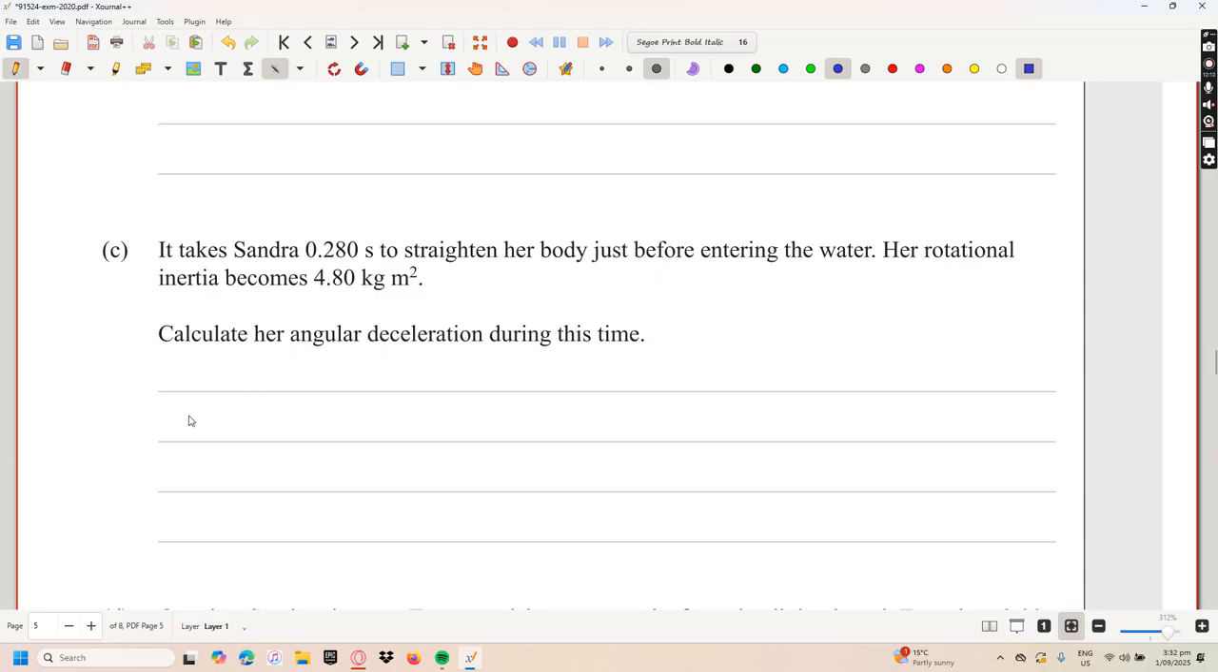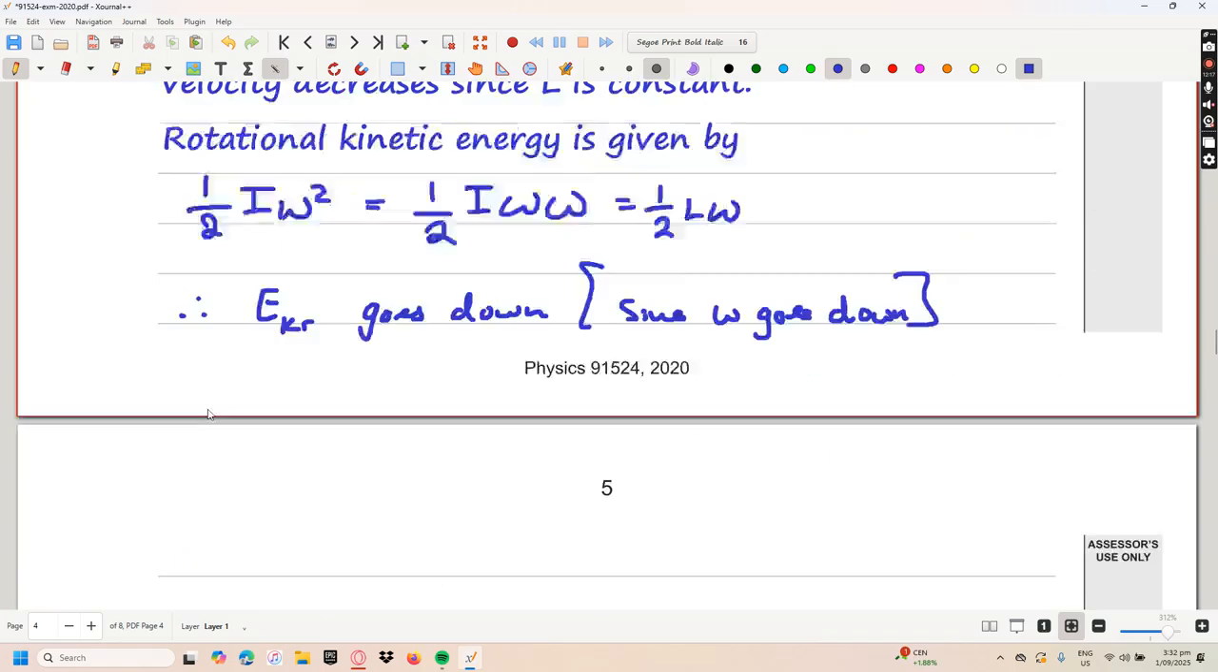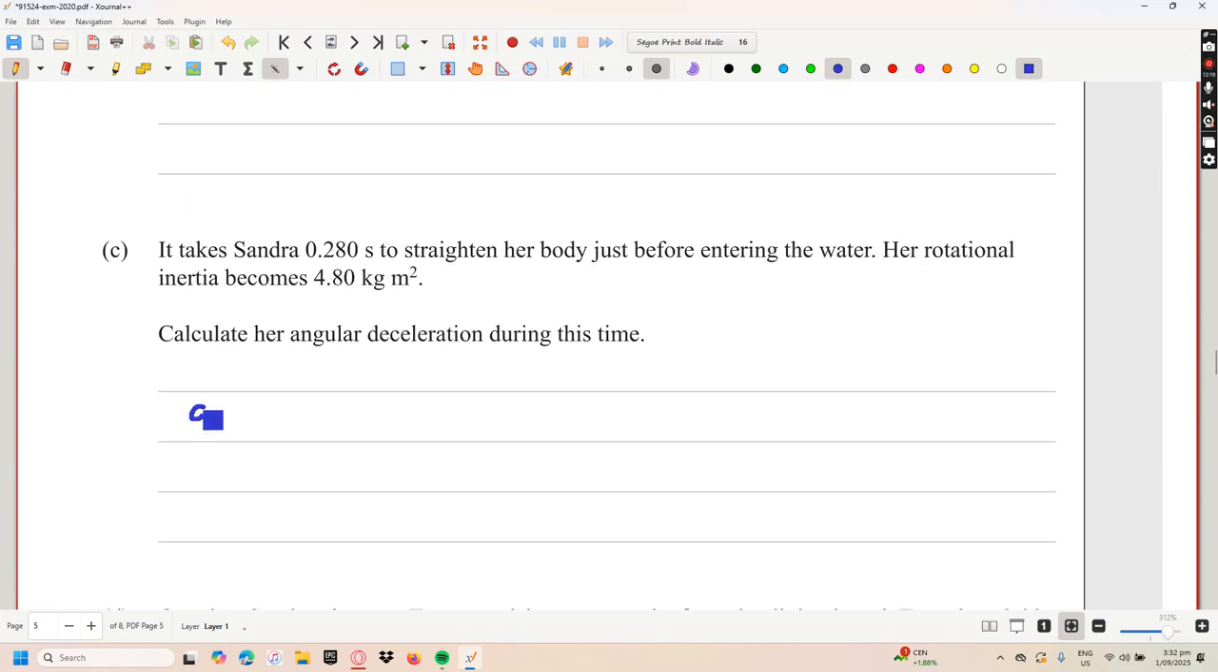Alright. The old angular momentum was 9.18. So 9.18 has to be equal to the rotational inertia now times the new angular velocity. This is conservation of angular momentum. So the final angular velocity must be 9.18 divided by 4.8, which is about 1.9 radians per second.